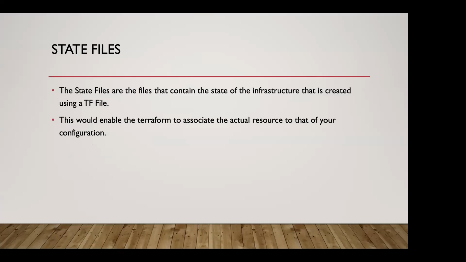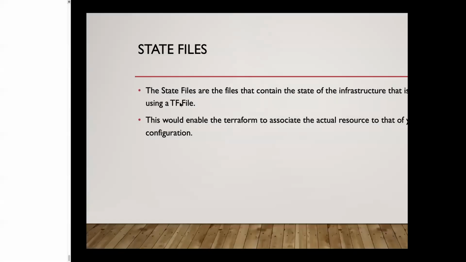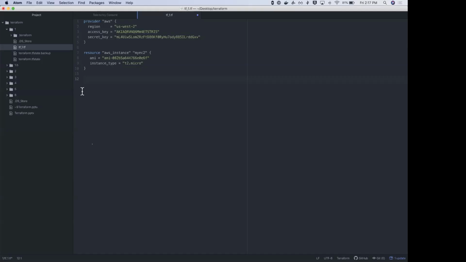So there is something called state files. If you remember, there was another file that got created once we were able to run the Terraform apply, right? So that is nothing but a state file. The state files are the files that usually contain the state of the infrastructure that is created using a TF file. This enables Terraform to associate the actual resource to the things that you have specified in the configuration. So now let's go ahead and look at what exactly these TF state files are.